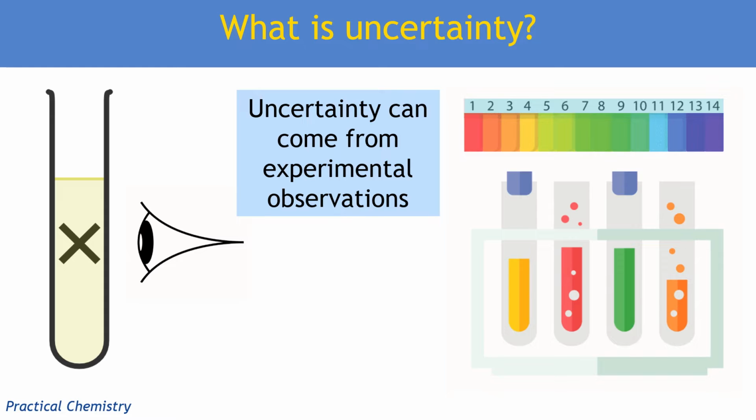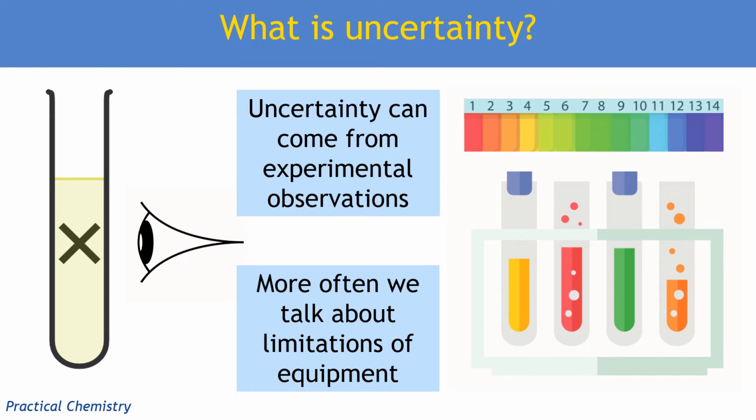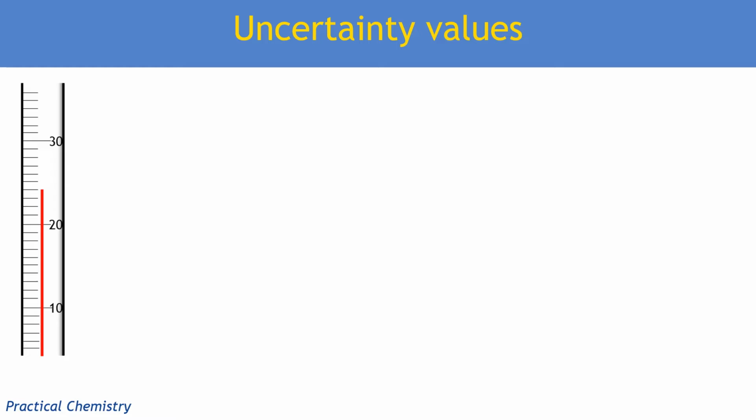But more normally, when we're talking about uncertainty, particularly when we get exam questions about it, we're talking about the limitations of the equipment we use. No equipment is perfect. There has got to be a maximum level of certainty that we can read to, and so that's what we mean. We mean the size of the gap between readings that we could expect as our uncertainty value. So a lot of the time uncertainty has a number or value assigned to it, and it depends on the equipment as to where that value comes from.